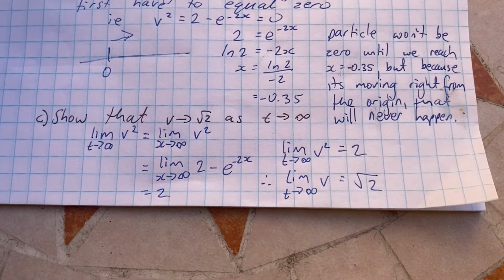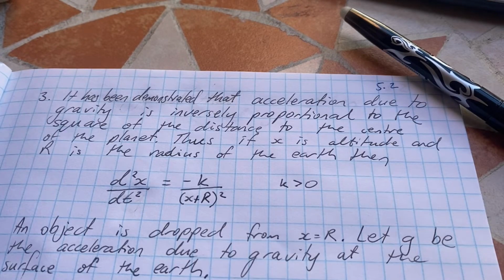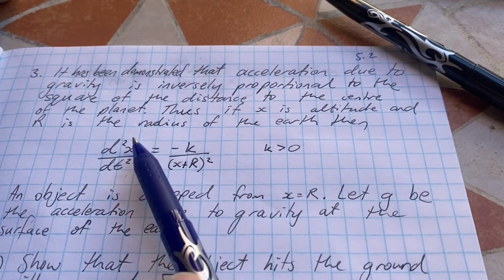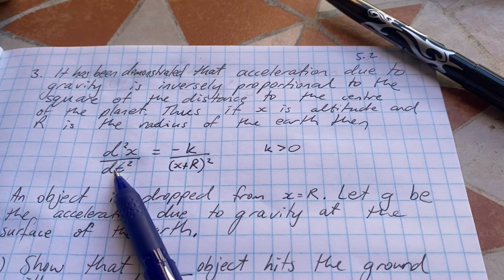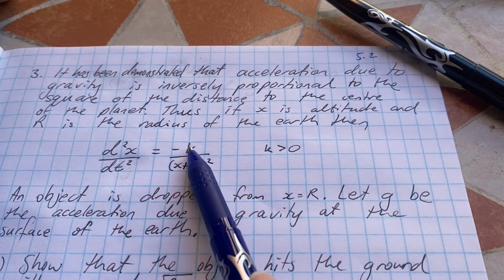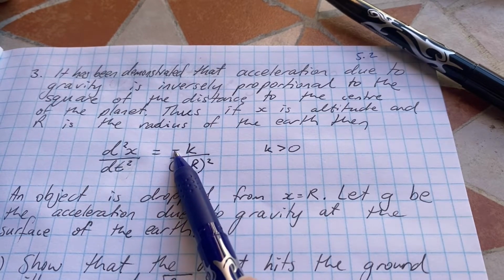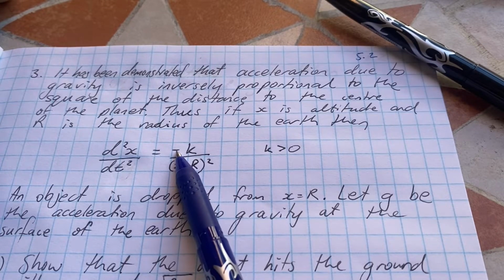So it has been demonstrated that acceleration due to gravity is inversely proportional to the square of the distance to the centre of a planet. Thus, if x is altitude and r is the radius of the Earth, then the acceleration, the second derivative of the altitude with respect to time, is inversely proportional. It's negative because it's being pulled towards the Earth, so we're thinking of that as a downward movement.